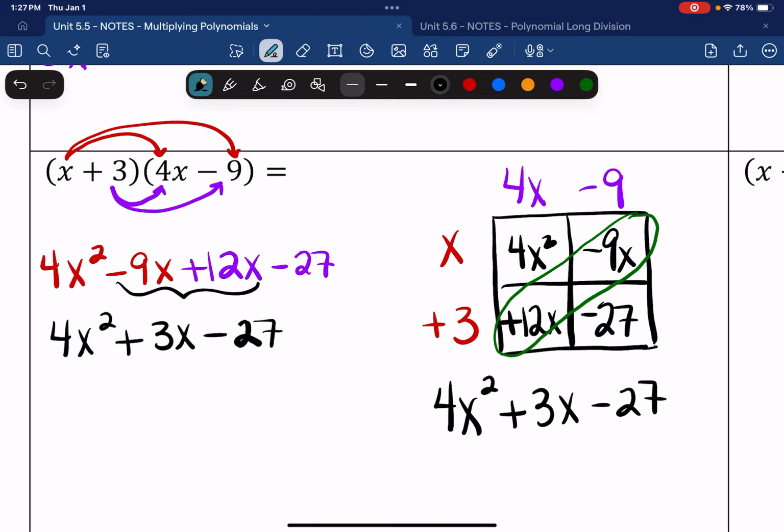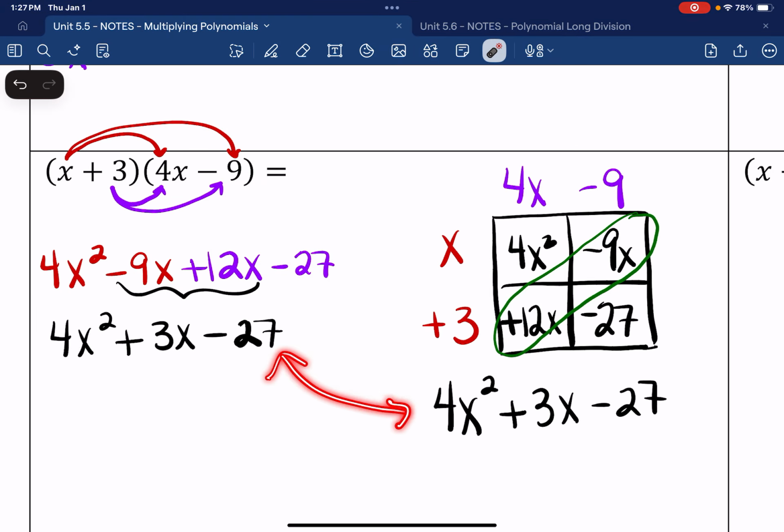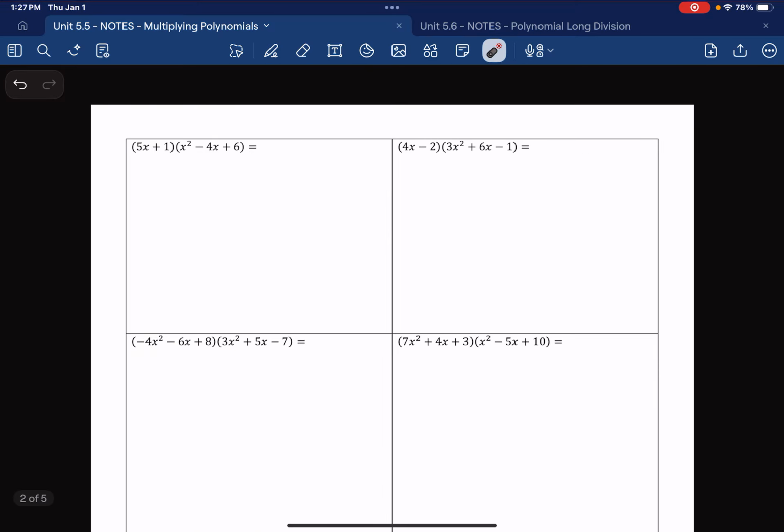And if you'll notice, both of these answers are exactly the same. You can use whichever method you like. Doesn't matter. All right, let's go to the next one.